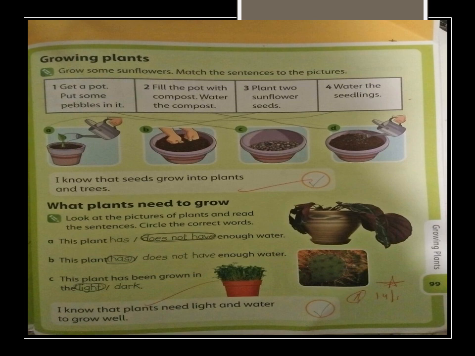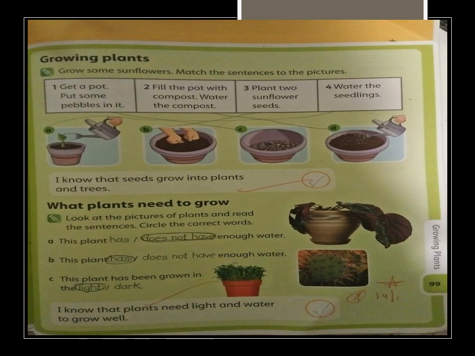Now here you have some of the steps how we grow the sunflower seeds. Grow some sunflowers, match the sentences to the pictures. They have given you 4 statements of how we grow the sunflower seed, and you have to match the statement with the correct picture.